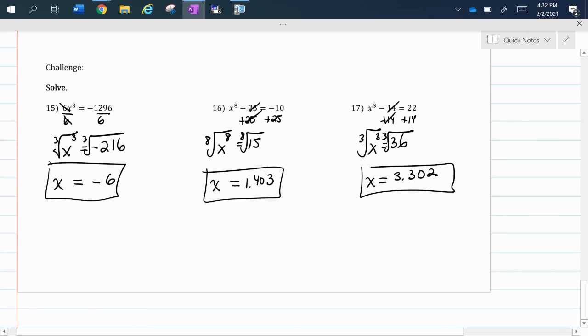3.302. And it's not a plus or minus. I'm missing a plus or minus. Did anybody notice where I'm placing my plus or minus? Right in number 16. I knew I took the 8th root of both sides and the index is even, so I need a plus or minus in this case.